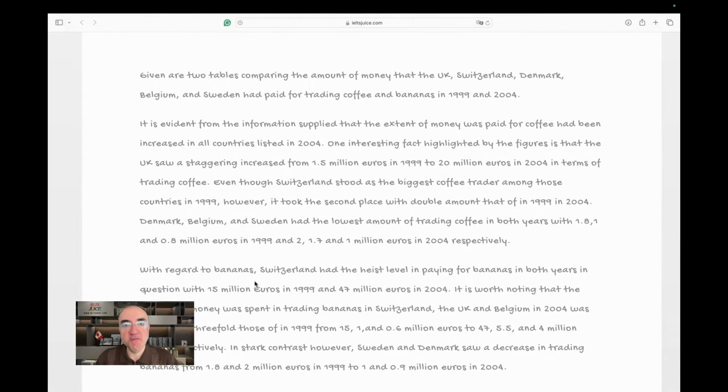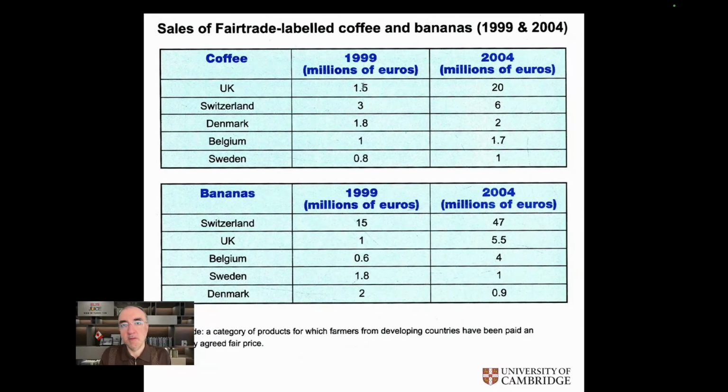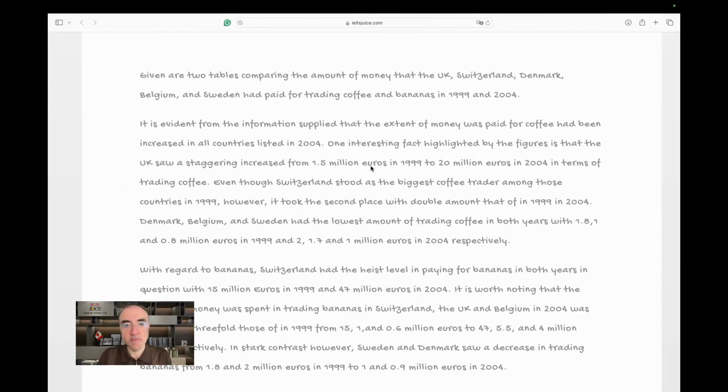Now let's focus on the first body paragraph. It is evident from the information supplied, I like this grammar, the information which is supplied here, that the extent of money was paid for coffee. Past perfect is a bad decision. It changes the message. Was increased in all countries listed in 2004. Increased, increased, increased. So I'm assuming that this paragraph is going to focus on coffee.